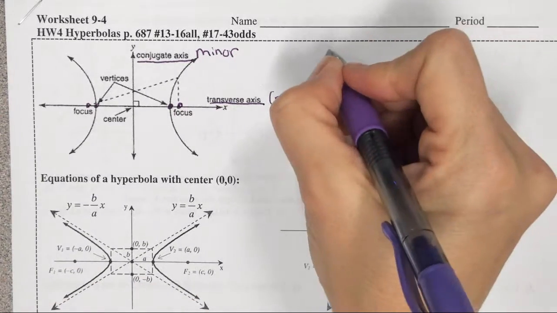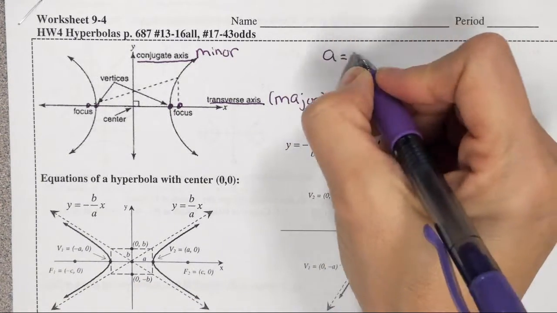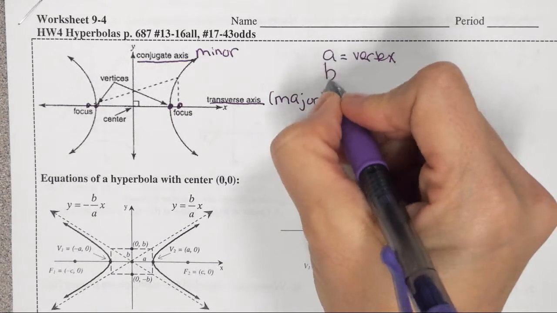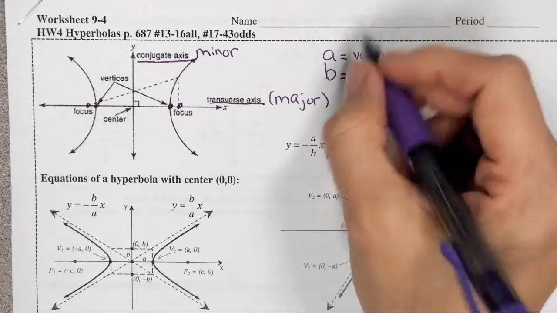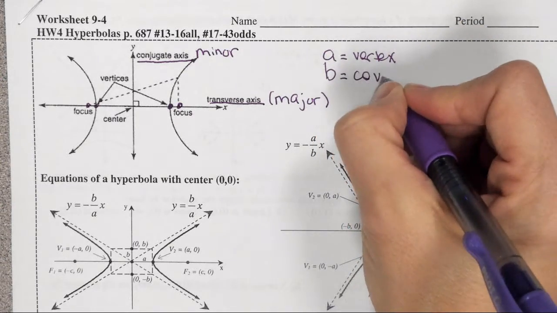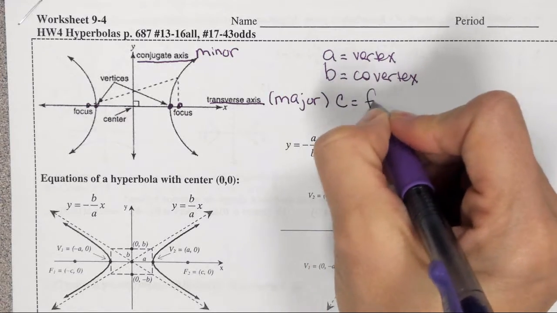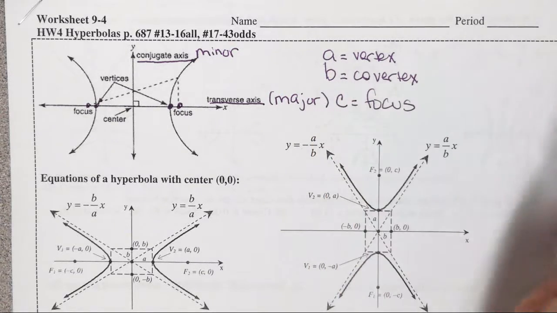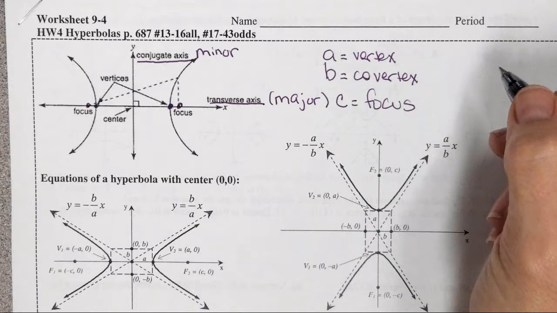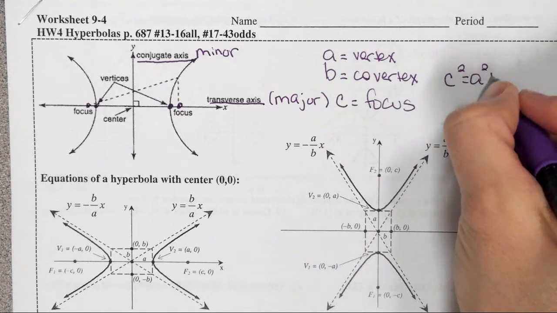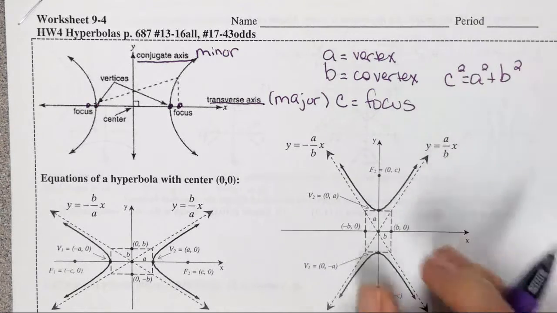Okay. So A is still going to give me my vertex. Doesn't change. B is still going to help me find the co-vertex. C is still going to help me find the focus. But we have a new equation. C squared equals A squared plus B squared.